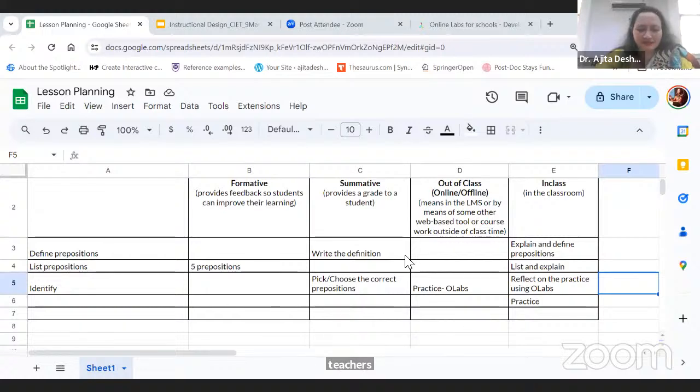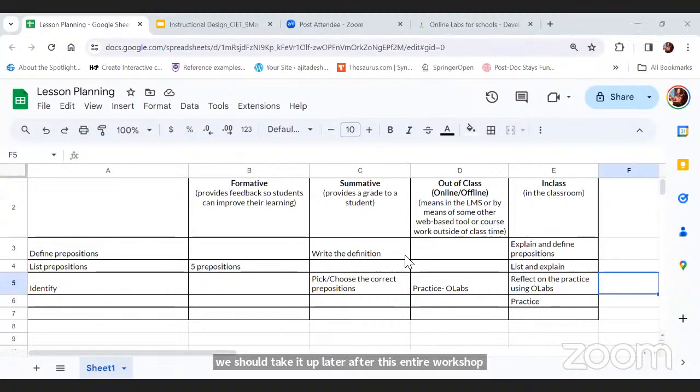Yeah, I got your question. There are lots of data available. There are lots of reports that are done, but that's actually something we should take up later after this entire workshop, because these are documents that are available. You can actually see. I may forget this question.